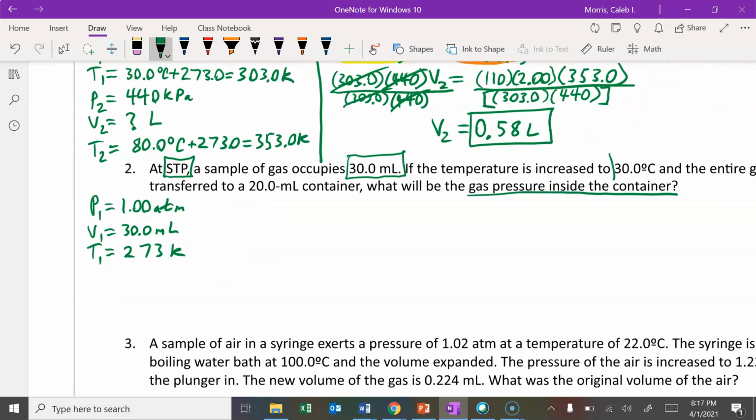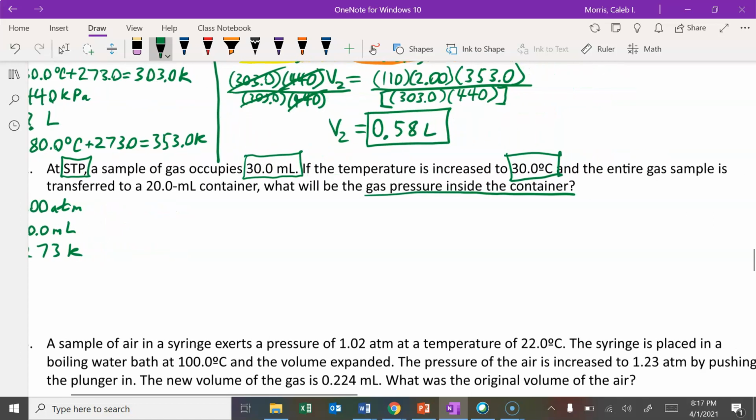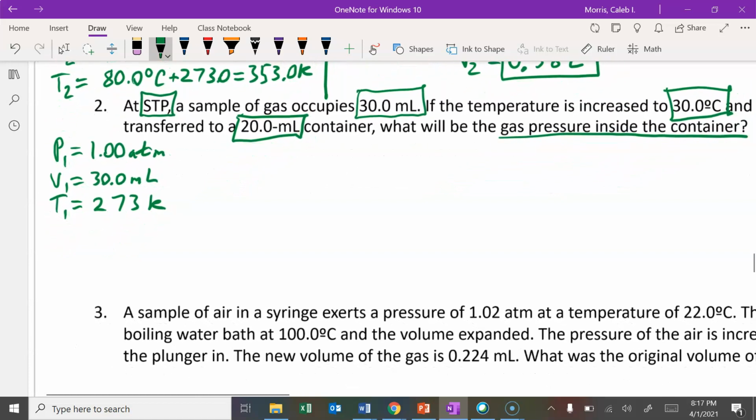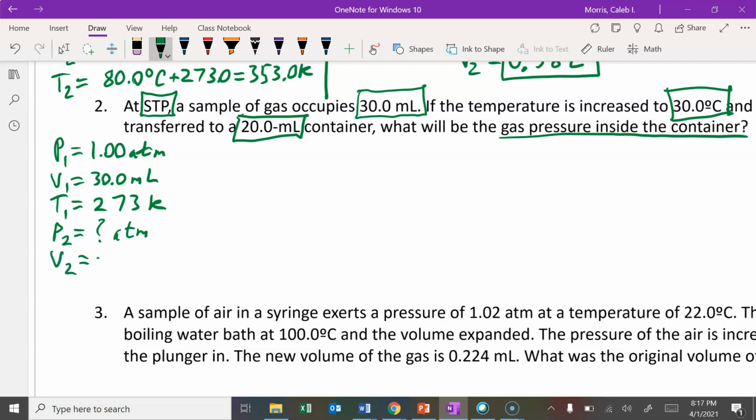It says if the temperature is increased to 30.0 degrees Celsius and the entire gas sample is transferred to a 20.0 milliliter container, what will be the pressure inside the container? So our temperature, instead of being 273, is going to be 30 degrees Celsius. P2 is what I'm looking for. V2 is 20.0 milliliters. T2 is 30.0 degrees Celsius. And I need to add 273 because I need it in Kelvin. 30 plus 273 will give me 303 Kelvin.